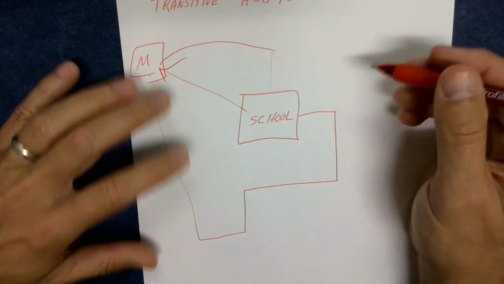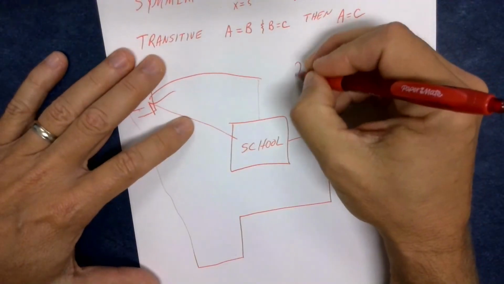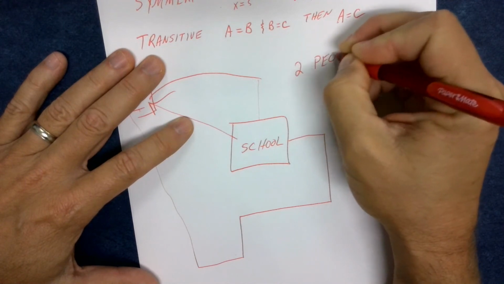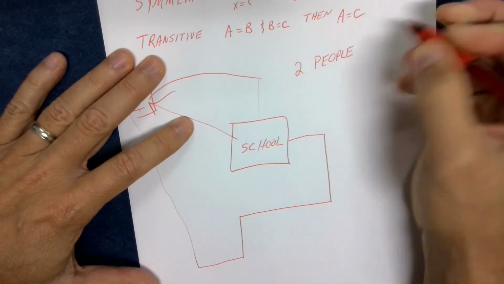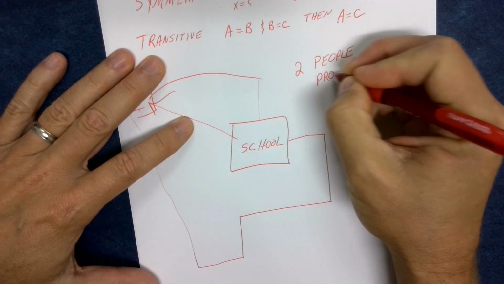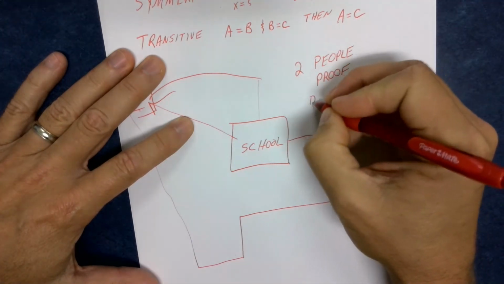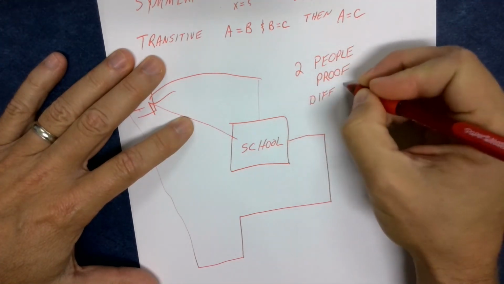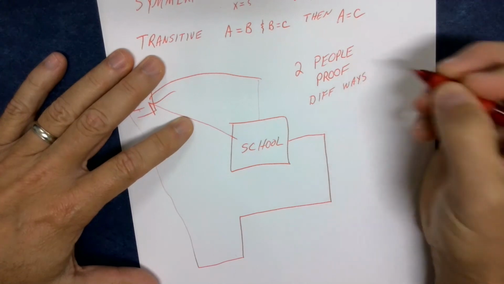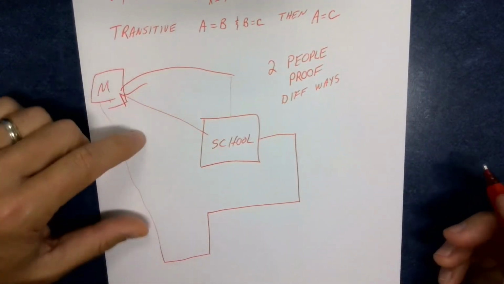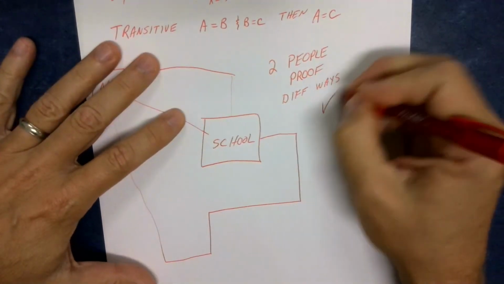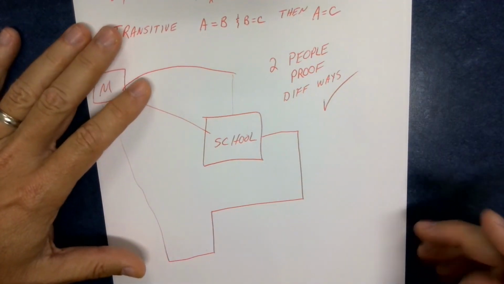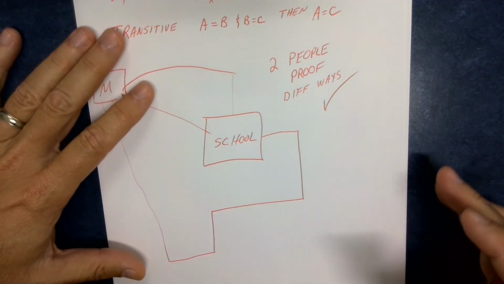So it could be that two different people do a proof different ways where their steps are not identical, but they both work. As long as everything they say works and is legal, it's good.